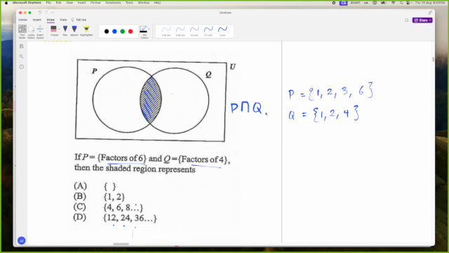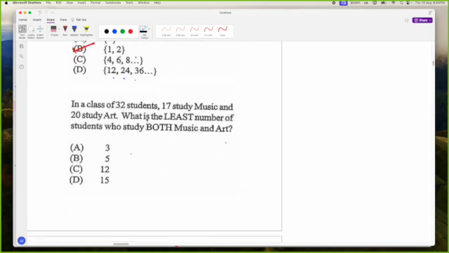Just remember that. So I could see here that they do intersect. These are what they have in common. P would have 1, 2, 3, and 6, and Q would have 1, 2, and 4. The shaded region represents the intersection, which is just 1 and 2. Anybody have any questions? Please feel free to interrupt me in the middle of my talking, there's no problem, right?